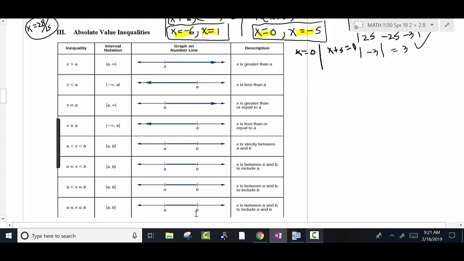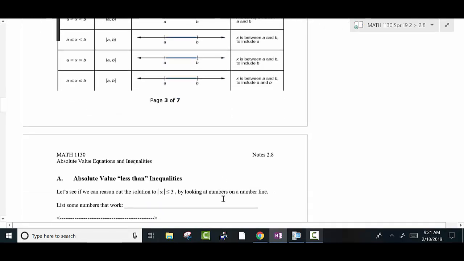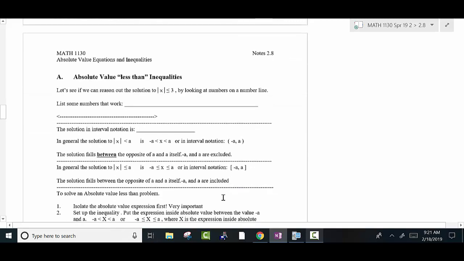We'll be looking at this as we do examples, but I wanted to give you something to refer to if you needed to, okay? So let's go to the next page and let's do an absolute value less than.